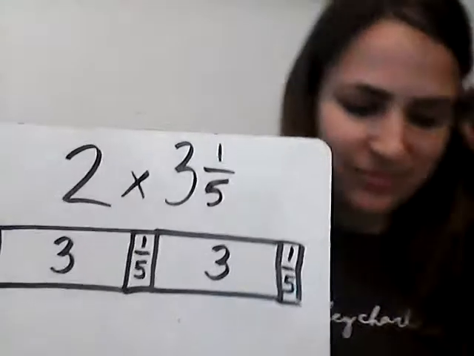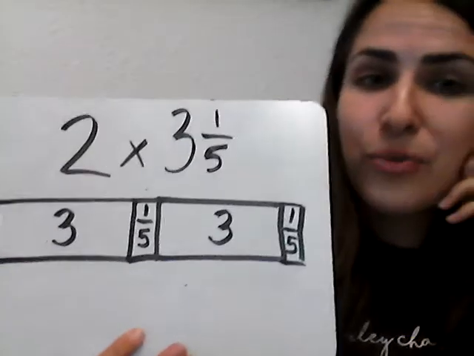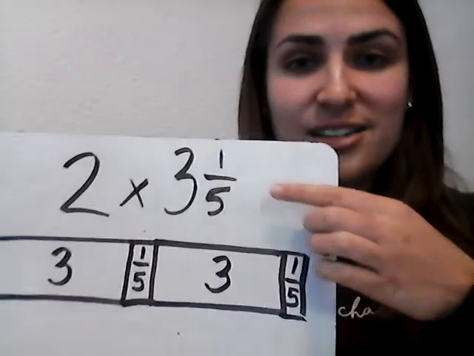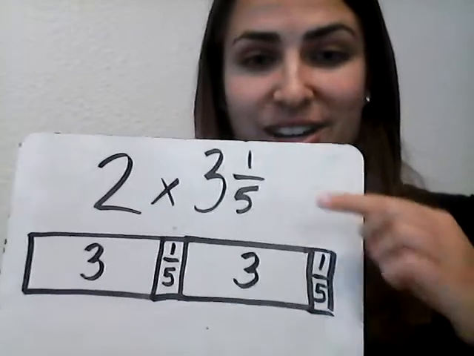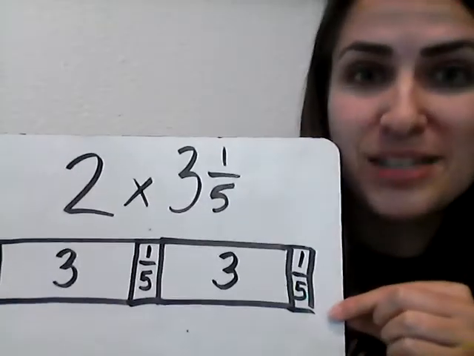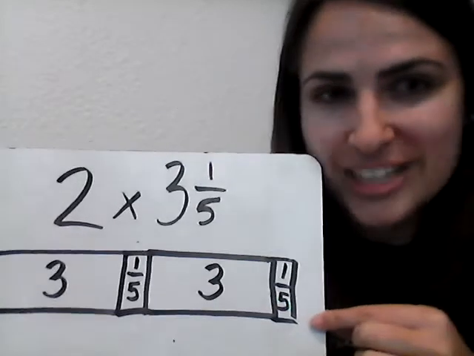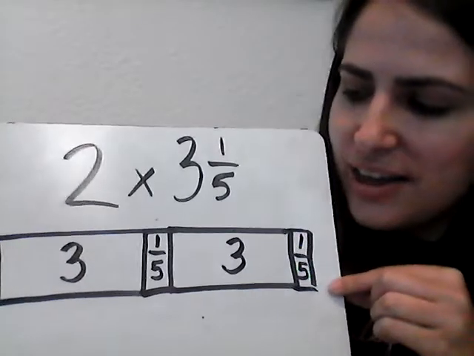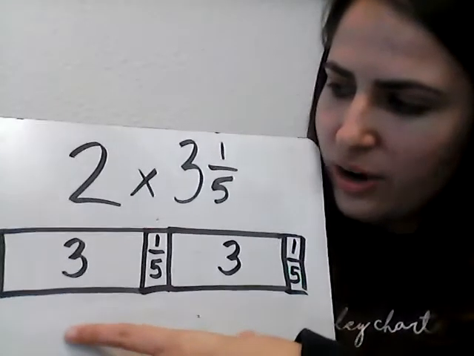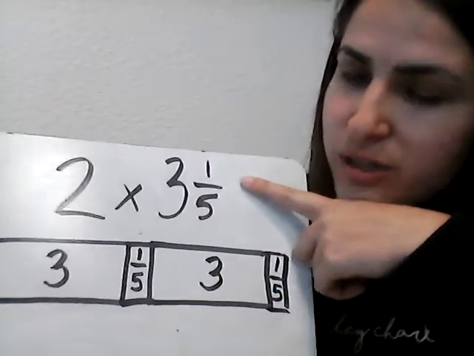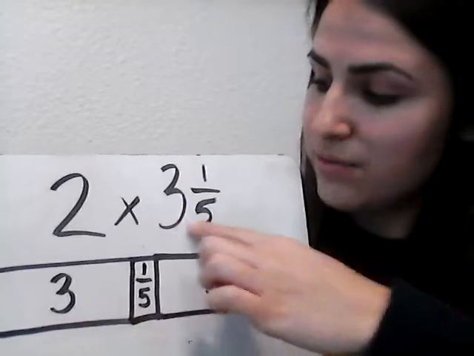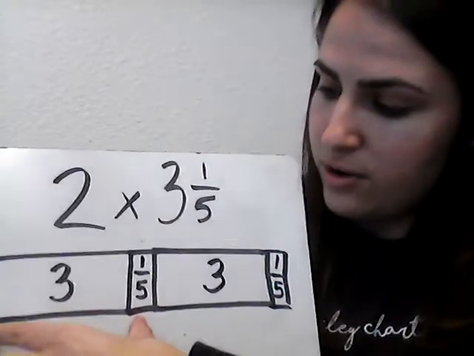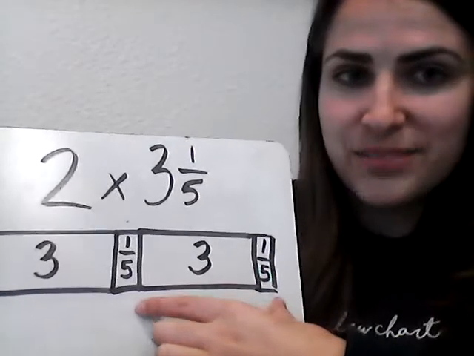Alrighty. So if we were to start with this multiplication problem, we could solve it by drawing a tape diagram, which is what I've already done for you. So using this tape diagram, let's solve for 2 times 3 1/5. Again, we made 2 copies of 3 1/5 right here, 1 copy and 2 copies.